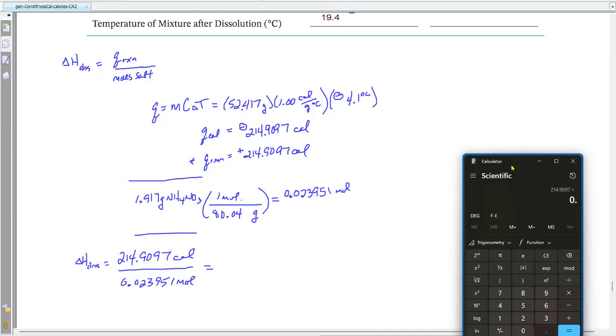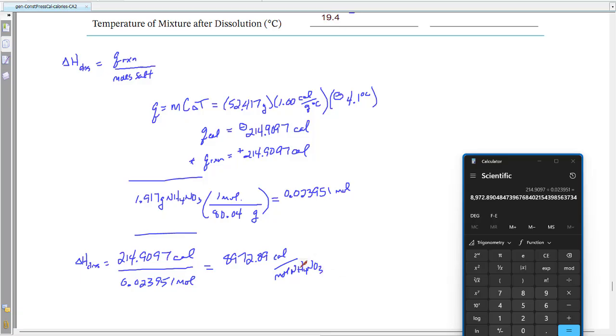And when I divide those guys, 214.9097 divided by 0.023951. Do not lose that leading zero, everybody, okay? It's real easy to lose leading zeros. Don't do it. I come out with a number here of 8972 and some change calories per mole of salt.